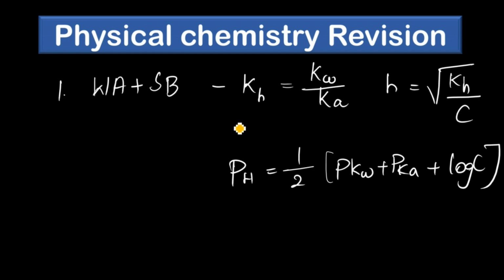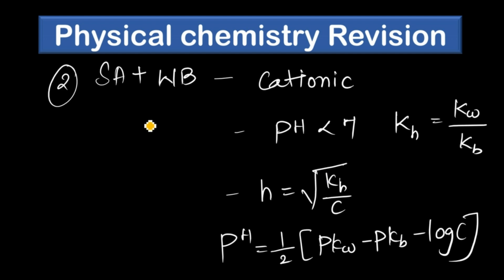Then there are 3 types of salt hydrolysis. The first type is weak acid and strong base. It is an anionic hydrolysis and has an alkaline solution, which is pH more than 7, right? The formula for finding hydrolysis constant is Kw by Ka. Okay, then degree of hydrolysis, h is equal to root of Kh by C, and the pH formula is also given.